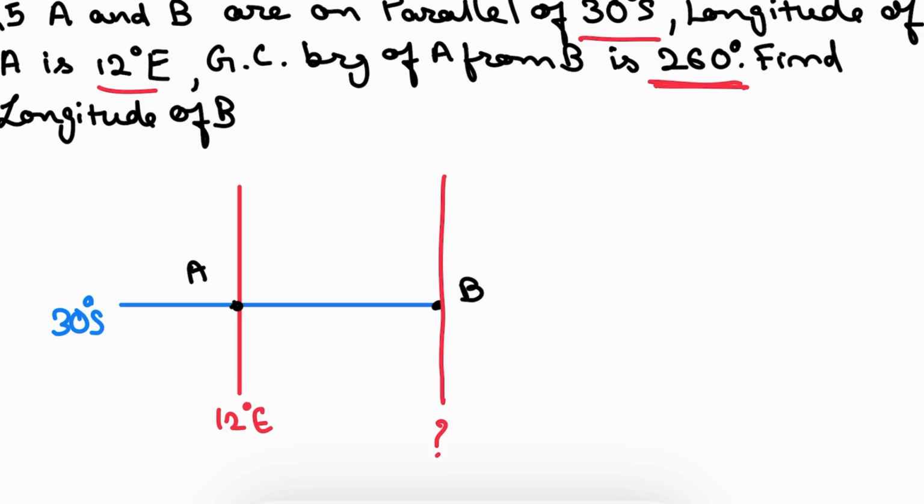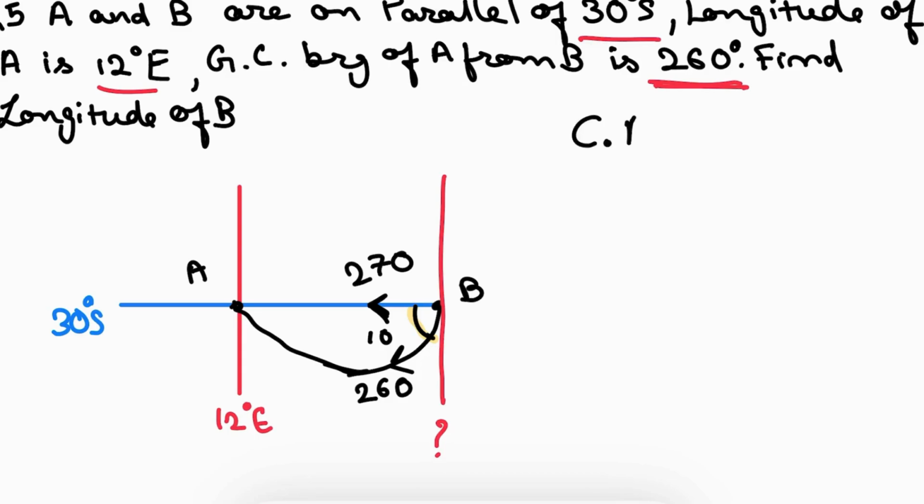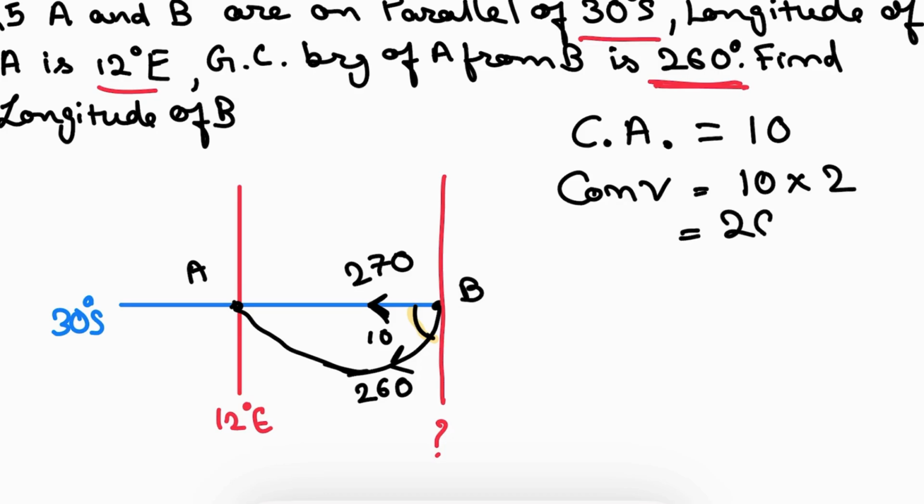The rhumb line is from B to A, and this is the great circle from B to A. So the great circle is given as 260 degrees, and we know that this rhumb line is 270 degrees because it is going towards the west and it is along the parallel of latitude. So this highlighted angle is going to be 270 minus 260, which is 10. So we have found out that the conversion angle is 10. So the convergency is going to be 10 into 2, which is 20 degrees.